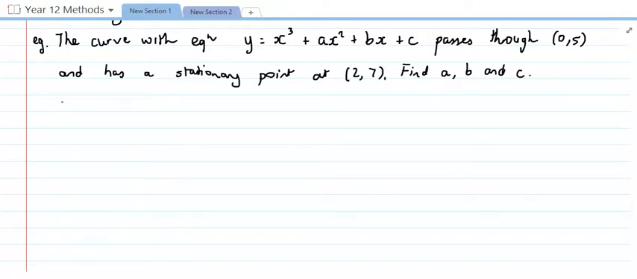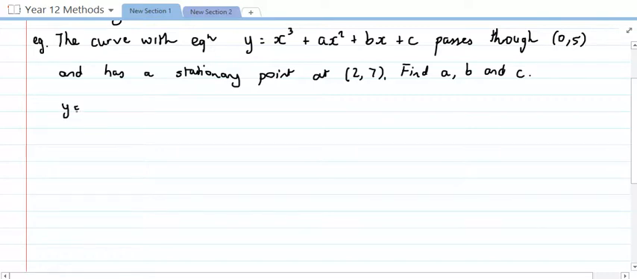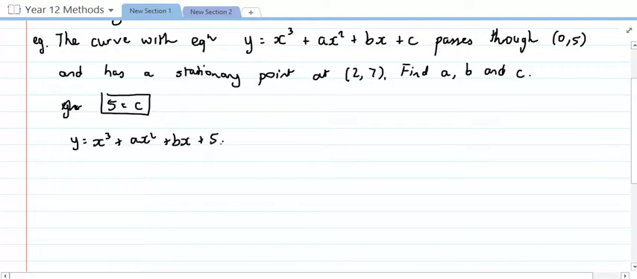So that means, I don't even need to write y equals, I should just write 5 equals. Now that's 0 cubed, which is 0, and a times 0 squared, which is 0, and b times 0, which is 0, and it's just c. So that's one of our answers right there. I'm going to rewrite the equation now. So y equals x cubed plus ax squared plus bx plus 5.